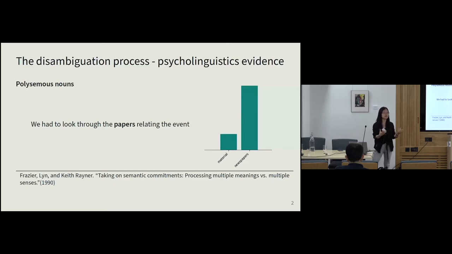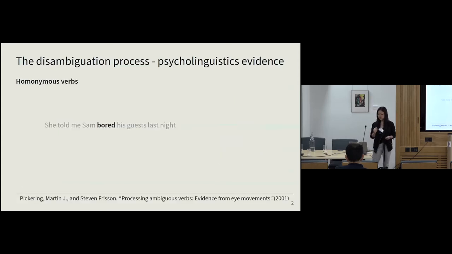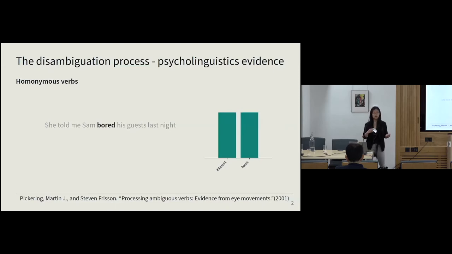So by the end of a sentence, usually you have a pretty good idea of what is actually the correct reading of a polysemous noun. For verbs, it works, once again, very differently. When you have a homonymous verb, like the verb to bore, when you don't have any context, as we've discussed, you're not going to have a predefined idea of what is actually the most likely or the less likely interpretation.